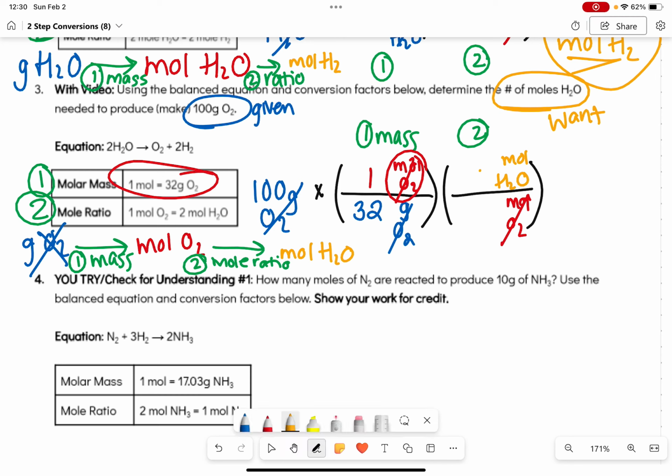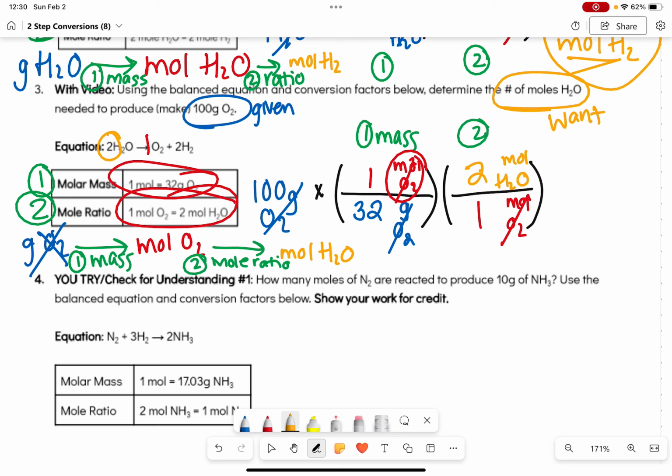Now we can fill in our numbers from our mole ratio. In front of O2 in our chemical equation is 1. That's where I got 1 mole O2. That's going to go on the bottom. In our chemical equation, we have a 2 in front of H2O. That's going to be your moles for your mole ratio, so that's going to go on the top.